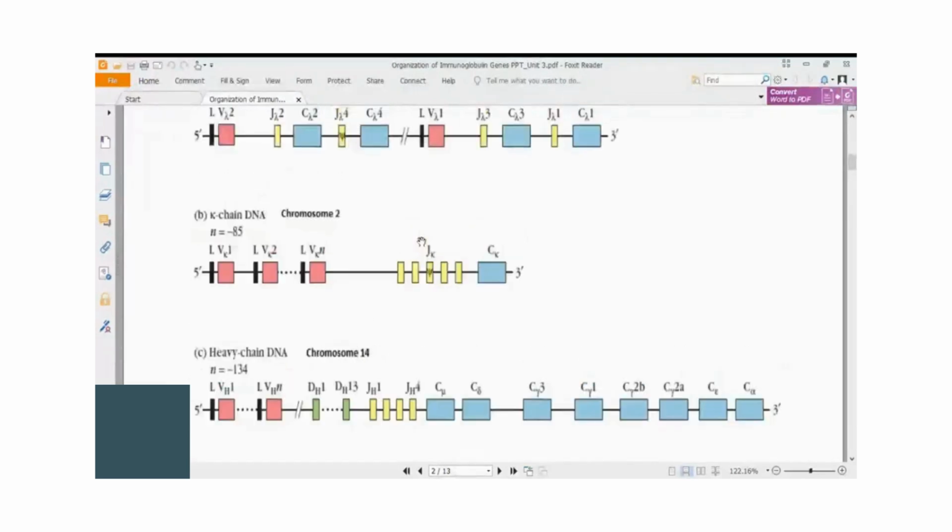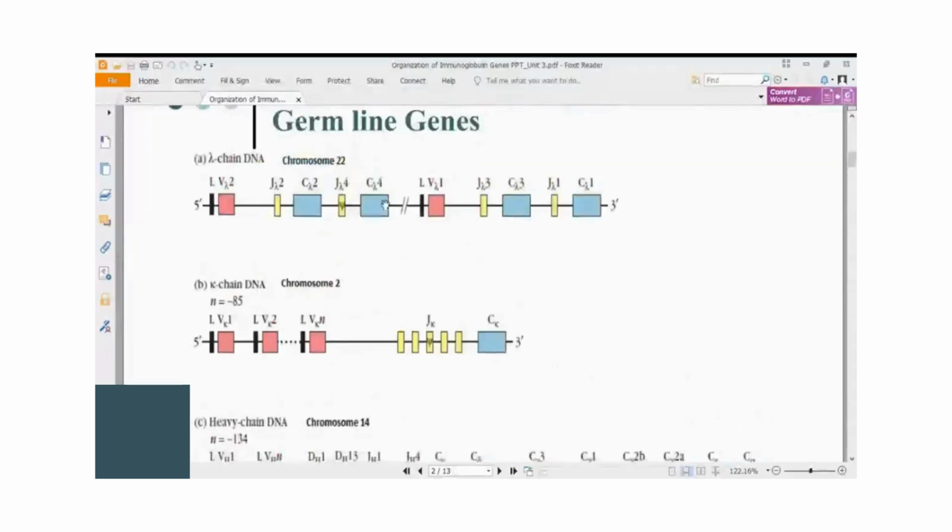Then we will go to the other light chain, that is the lambda chain. The lambda chain, unlike the kappa chain, is slightly complicated. It is present on chromosome number 22. Okay, there are about 6 constant region genes present. All are not shown here. 6 constant region genes are present. They are spread out into a large segment of chromosome number 22.